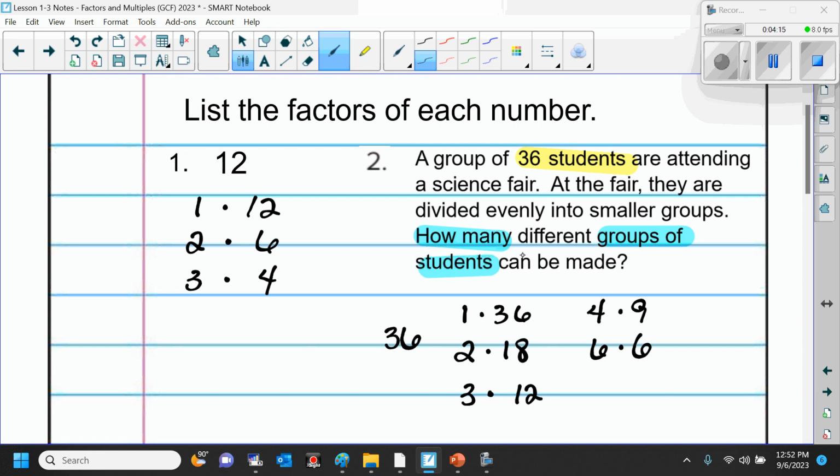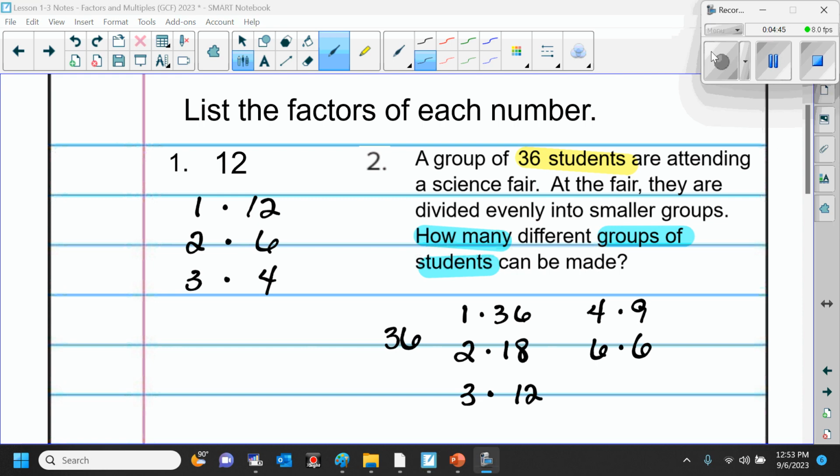Now, we need to answer our question. How many groups? How many different groups can be made? Well, we can make one group of 36, but that's just everybody all together, right? We wouldn't really do that, but it's still a group, right? 2 groups of 18. We could have 3 groups of 12. We could have 4 groups of 9. And 6 groups of 6.